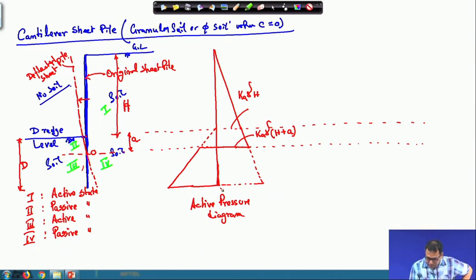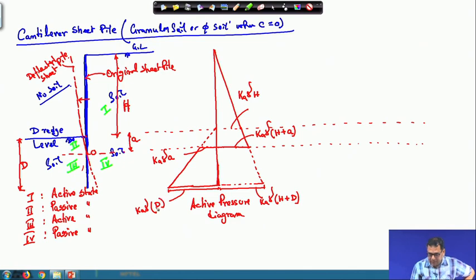Similarly, here I can write that this value is gamma K_A into H plus D. Okay? And here this is the active part. So, this portion also I can write that this is K_A gamma into a, okay, because here it starts from 0. So, this will be K_A gamma into a, and this one will be K_A gamma into D, okay. The total one is D. So, I can write this is the active pressure diagram. Okay. So, in the next class what I will do is I will draw the passive pressure diagram and then I will draw the net pressure diagram, then I will do the analysis. Thank you.